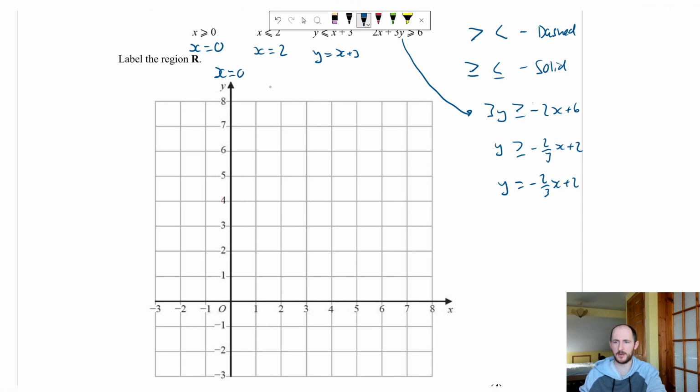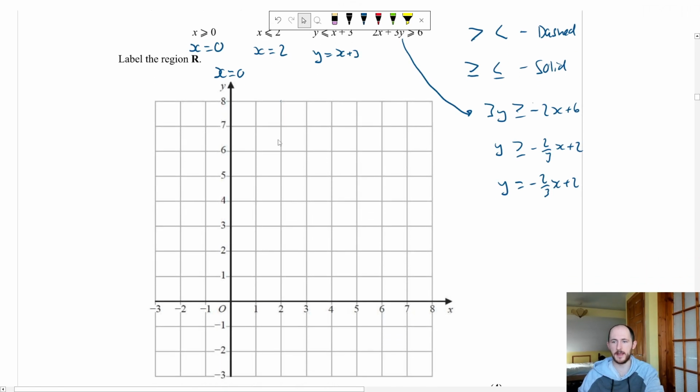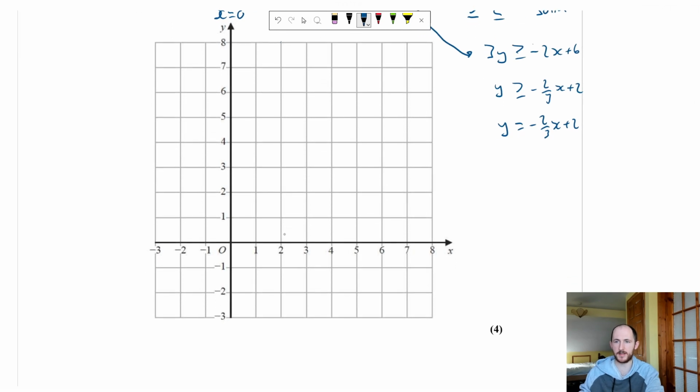X equals 2 is going to be a straight line, and again, it's going to be a solid line because it's an equals to. And sometimes, by the way, half of them will be equals to and half of them will not have the underline. So you have to really be careful with that. And that's going to be a line that's straight vertical. I know it's not straight vertical yet, but watch. There we go. And I would label that again.